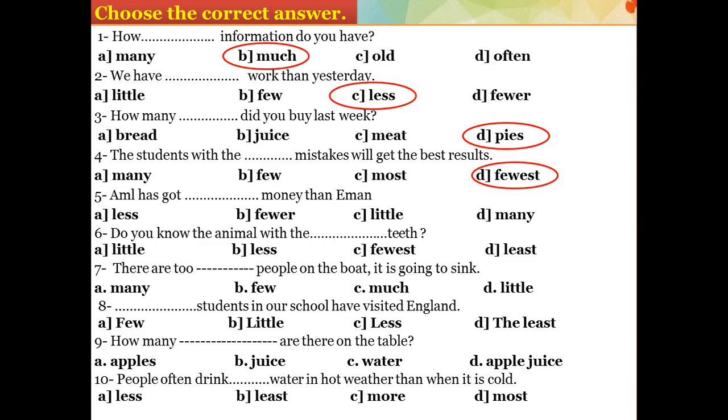Amal has got money than Iman. Money is an uncountable word, so we are going to use the word less. Do you know the animal with the teeth? The word teeth, as we mentioned, is countable, and we have the article the, so the answer is fewest. There are 2 people on the boat. It's going to sink. It happens again here. The word people can take the word many or few, but the meaning forces me to use the word many.